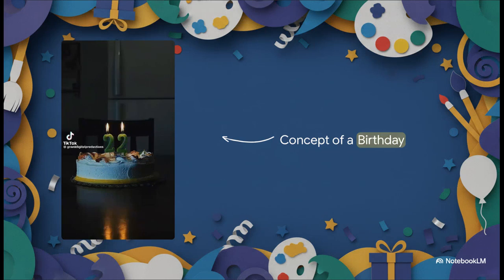Picture this. We are looking into a very dark room. But right in the center of the darkness, there are bright, glowing green candles. And those candles are shaped into the number 22. The glowing candles are sitting right on top of a round, beautifully frosted cake with blue and white icing. So because of the dark room, the glowing number candles, and the sweet cake, the concept here is very clear. It's a birthday celebration. Those visual clues instantly tell us the story of someone turning 22 years old.